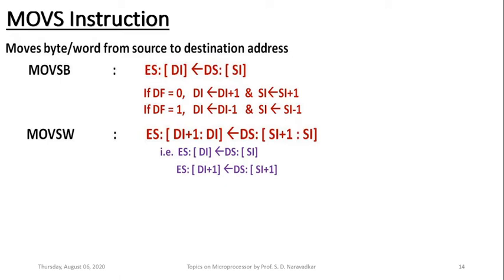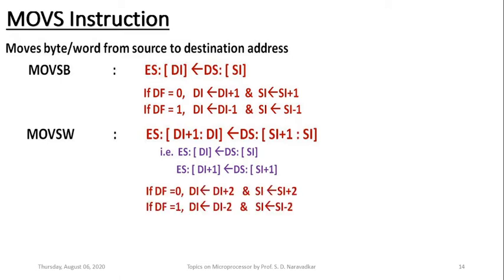Then the effect of the direction flag. If the direction flag is 0, as it is a word variation, that will auto increment the contents of the SI and DI registers by 2, which is shown here. And the second line, if the direction flag is 1, then auto decrement both the SI and DI registers. The effect of the direction flag in every string instruction needs to be written, even though it is not a part of the corresponding instruction.